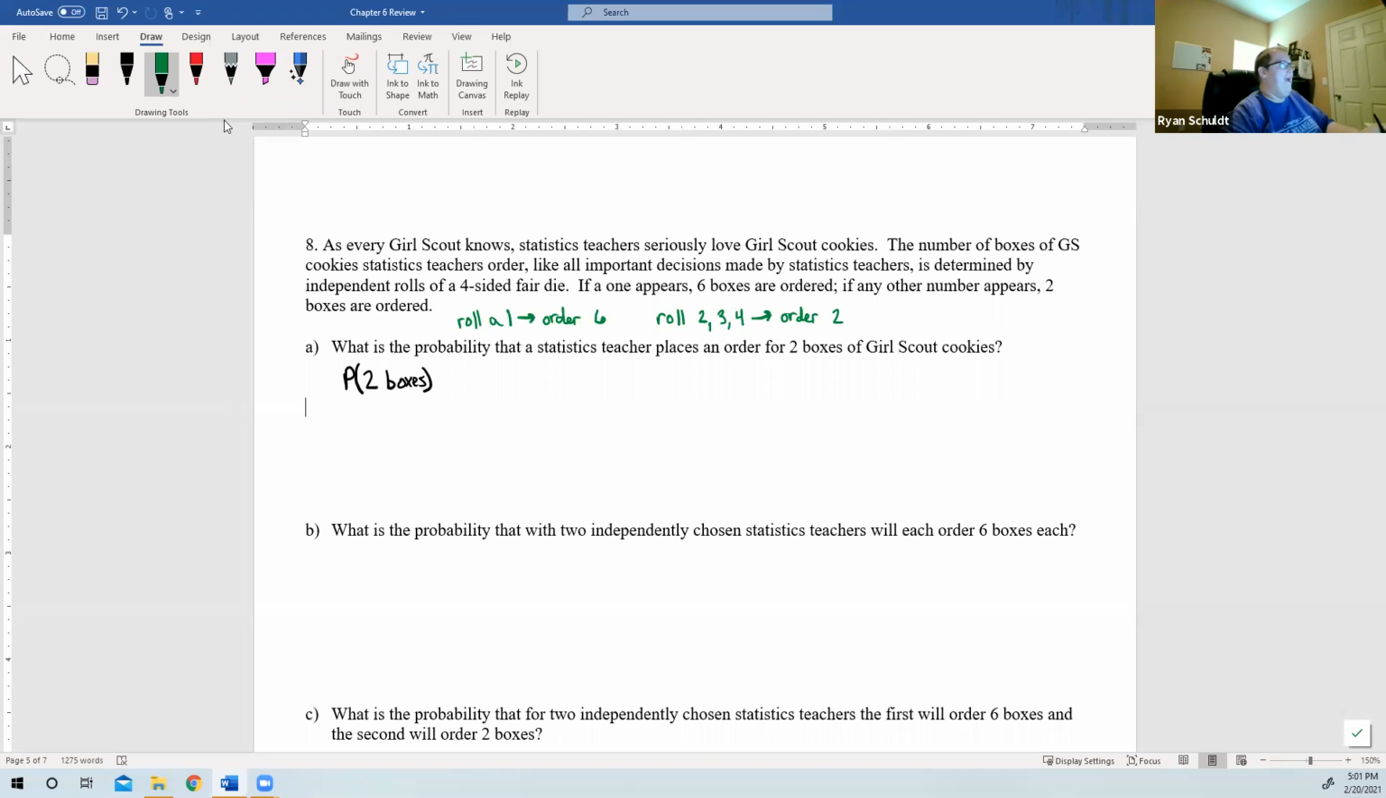Okay, it's asking on part A the probability that I only get 2 boxes. So that's the same as saying the probability that I roll a 2, 3, or 4. Well, what's the probability I get 1 of those? 3 out of 4, which is 0.75. That's all there was to that one.